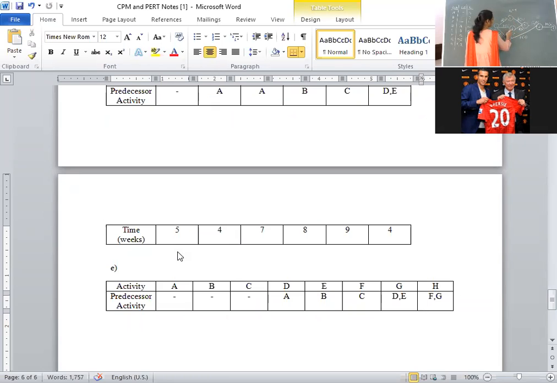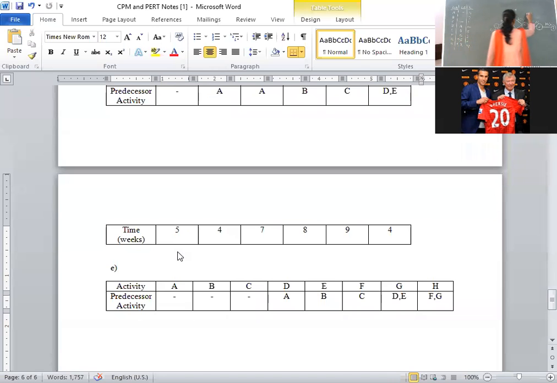What is E3? E1 plus T13. The time duration: 0 plus 7, 7. E4, 1 to 4: E1 plus T14, that is 0 plus 1. Like this, you have to compute the forward pass.